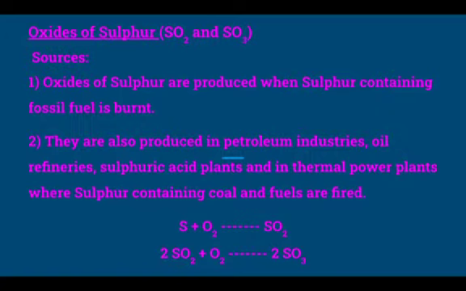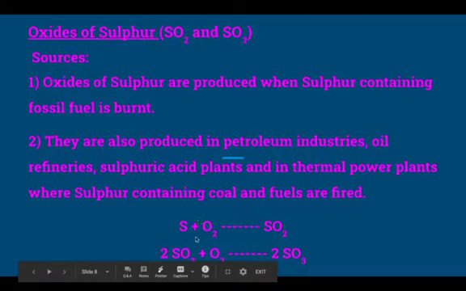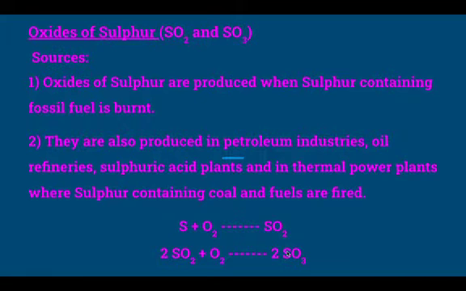When sulphur-containing coal or fuels are fired, what happens? The sulphur present in the fuel combines with oxygen and forms sulphur dioxide, which again combines with more oxygen to form sulphur trioxide. Thus, sulphur dioxide as well as sulphur trioxide gas are released into the atmosphere. So these are the sources of oxides of sulphur.